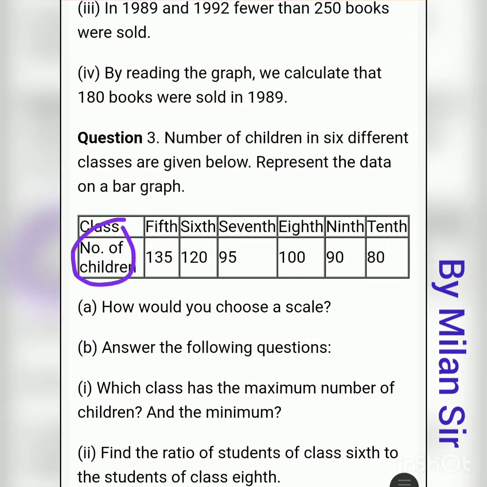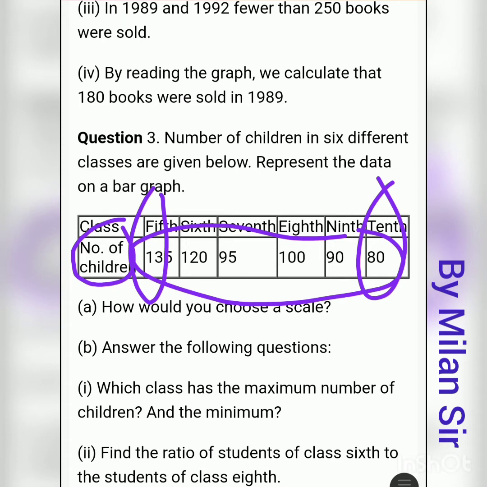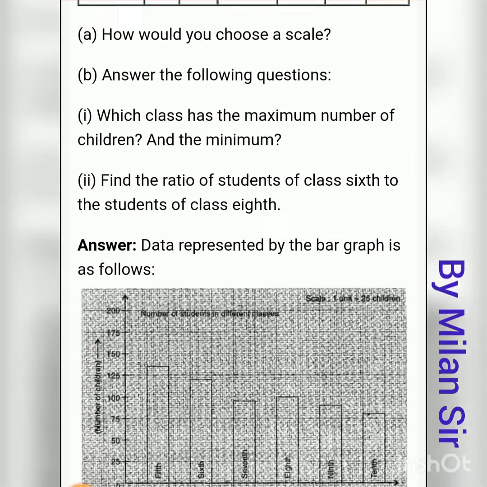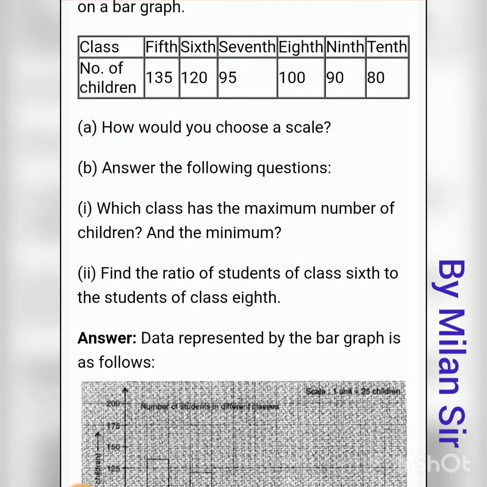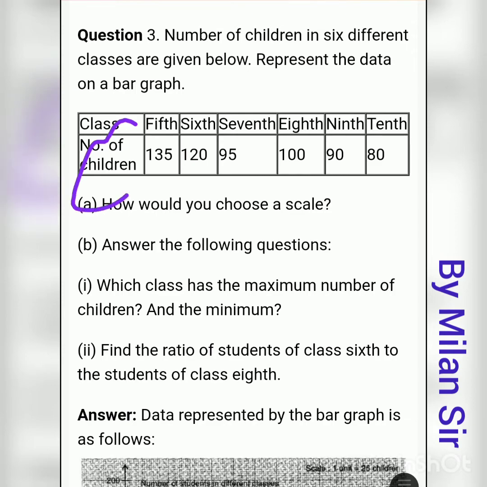Now number of children, that means the numerical value, we need to represent on the y-axis, and on the y-axis we need to cover all these numbers. The minimum number is 80 and the maximum number is 135. So we need to cover the numbers in between 80 to 135, starting from 80 and ending at 135. So on the y-axis we represent number of children, that means our second variable.